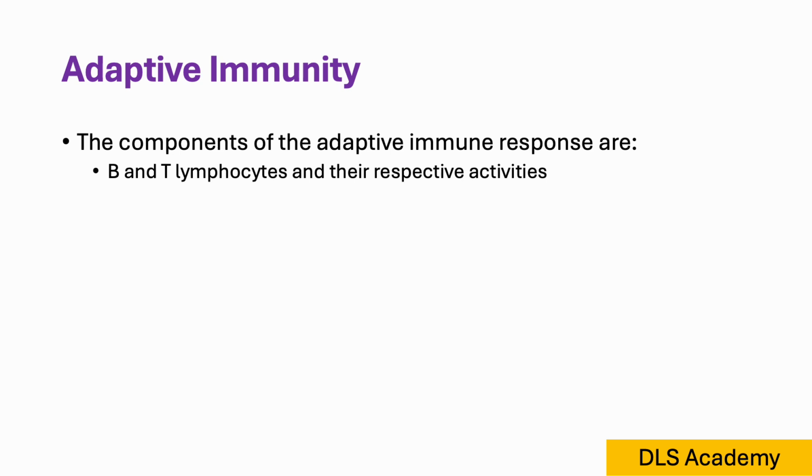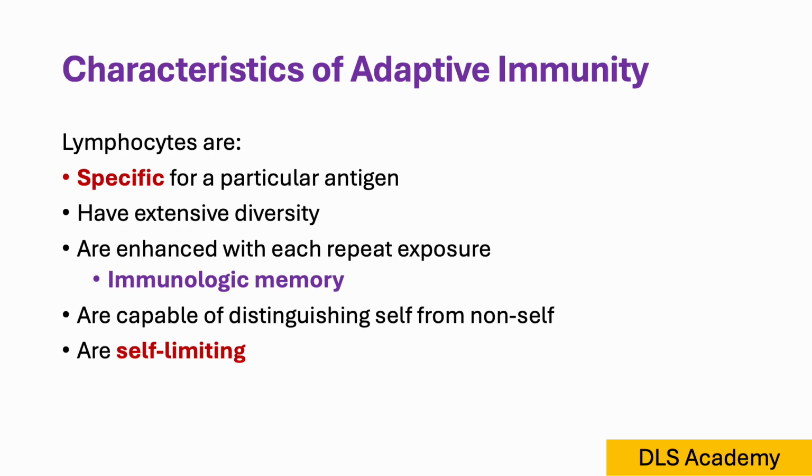The second arm of the immune response is adaptive immunity, and it is comprised of two types of cells: B and T lymphocytes and their respective effector activities. Those cells have several characteristics that differentiate them from cells of the innate immune response. Each cell is specific. As you look at the population, you have to recognize that populations of cells show extreme diversity.